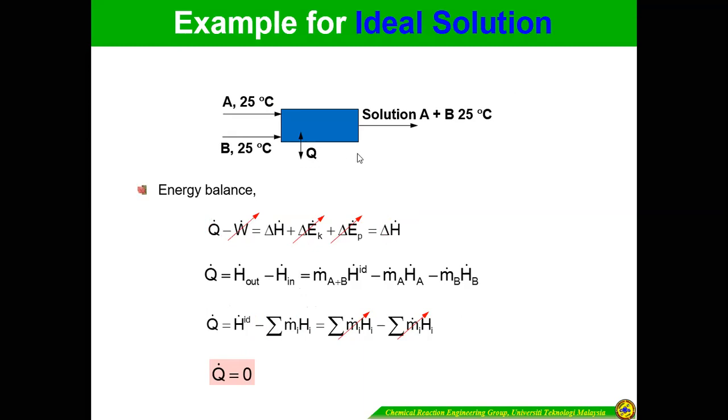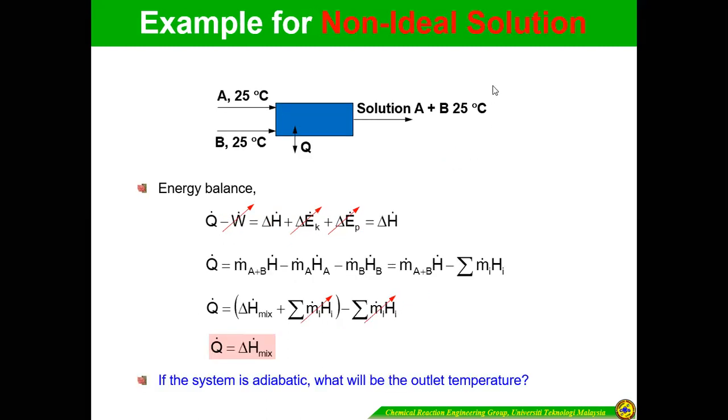The enthalpy change. However, if non-ideal, what happens to non-ideal? So we have to find the delta H mixing because it's not equal to 0. Okay. So generally, how can we determine the outlet temperature? How to determine the composition? Okay. So this is how we can determine delta H mixing.